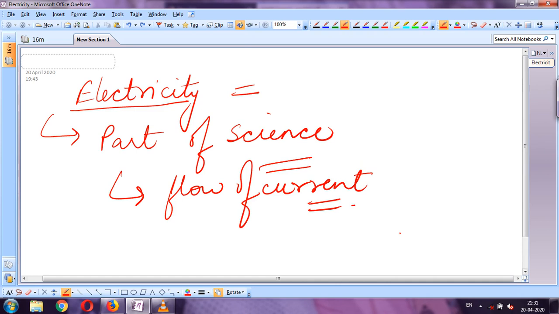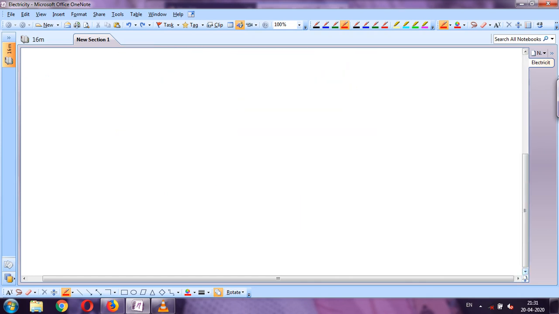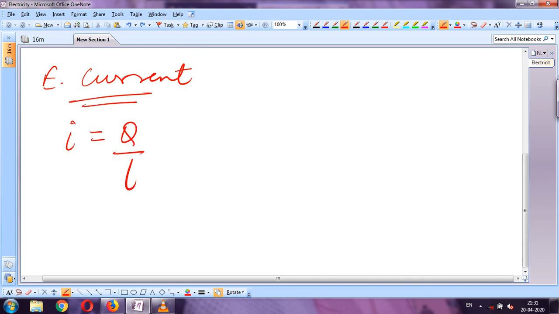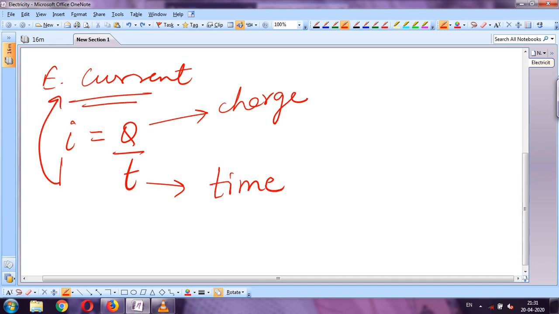After this, the first topic in your syllabus is electric current. What is electric current? Children, its formula is I is equal to Q upon T. I have written its formula because I want to explain this topic with the help of the formula only. This Q is charge, this T is time, and this I is electric current.